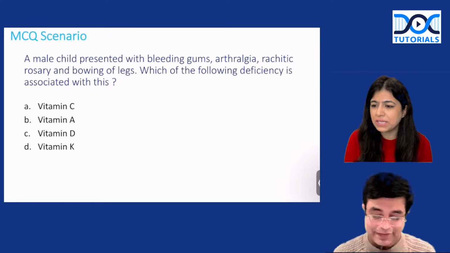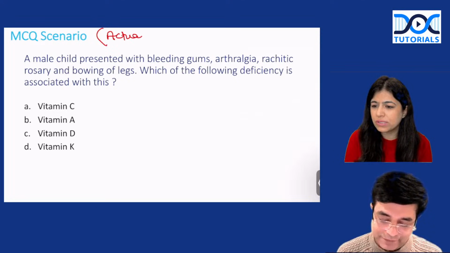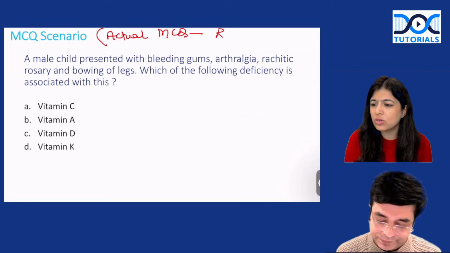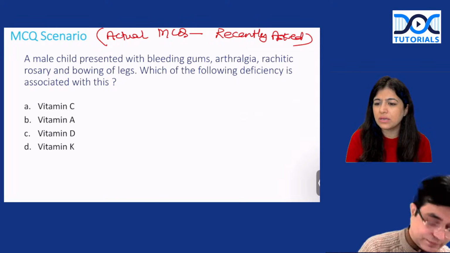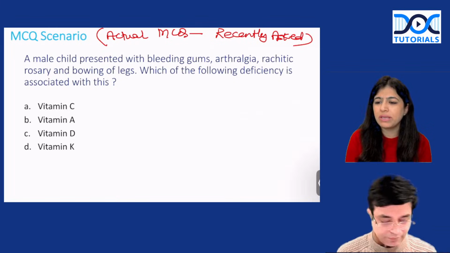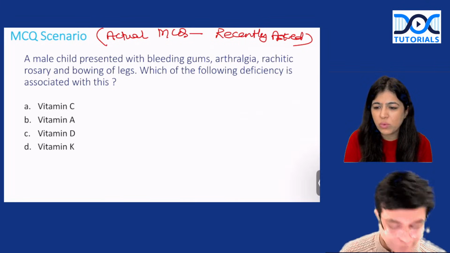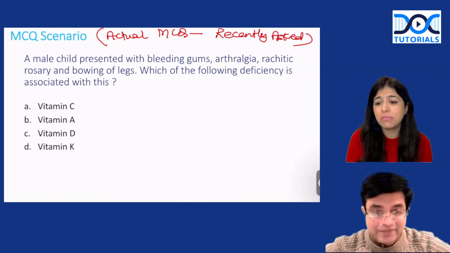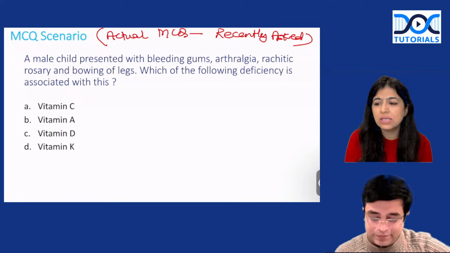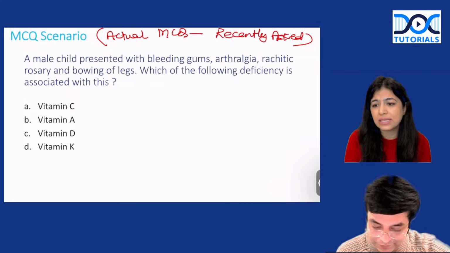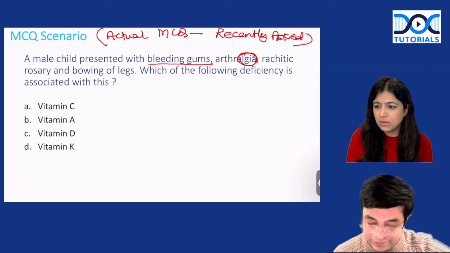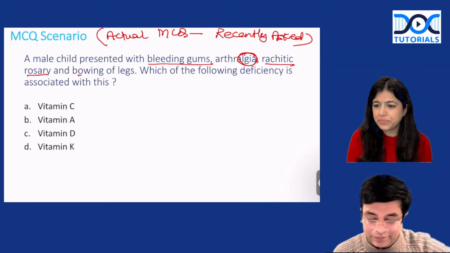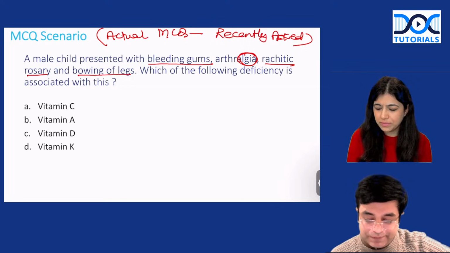This is a child who's presenting with bleeding gums, arthralgia, rosary, and bowing of legs. Which of the following is associated with it? So this is a recently asked PYQ. What do you think is the correct answer? Here, yes, you can rule out vitamin A and vitamin K deficiency, but you actually have to make a choice between option A and C. That is, choose between scurvy and rickets as the cause of this manifestation. What is your correct answer?